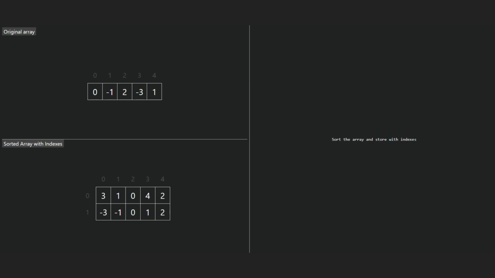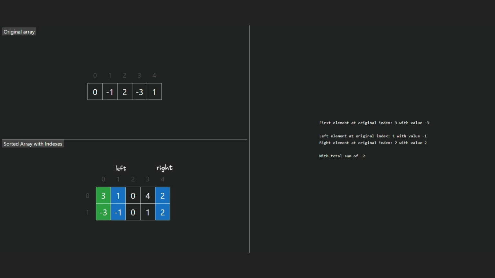Step 2. Iterate over i from 0 to length - 3, since we need space for j and k. Length is 5, so i goes from 0 to 2. For i equals 0, array at i is -3, original index 3. We need array at left plus array at right to equal minus of -3, which is 3. Set left to i plus 1, which is 1, and right to the end, which is 4.